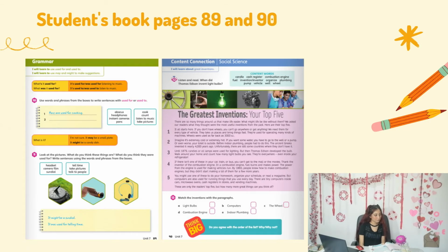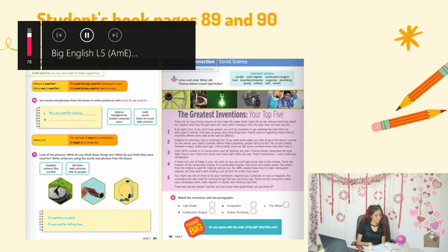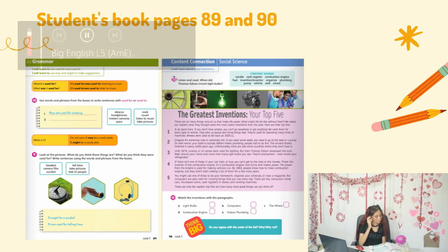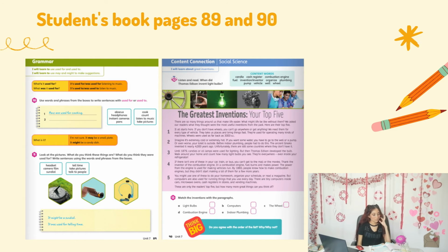Student's Book, page 90, Activity 12. Listen and read. When did Thomas Edison invent light bulbs? The greatest inventions. Your top 5. There are so many things around us that make life easier. What might life be like without them? We asked our readers what they thought were the most useful inventions from the past. Here are their top 5.